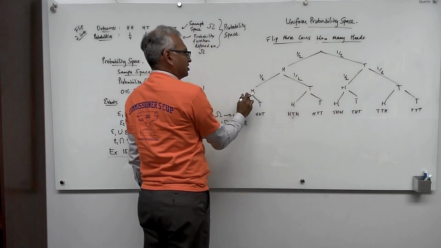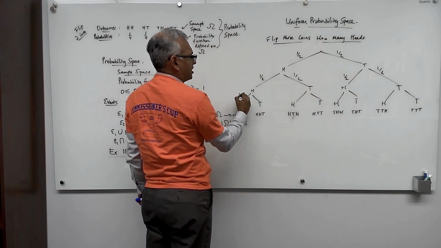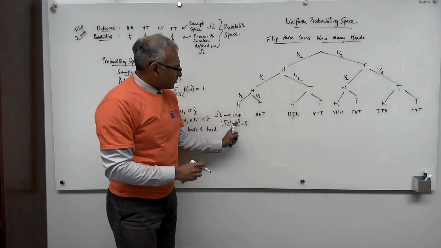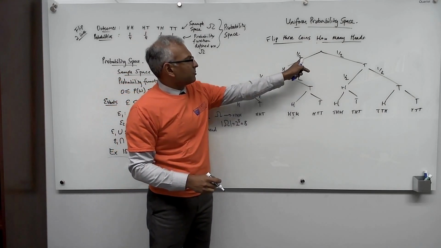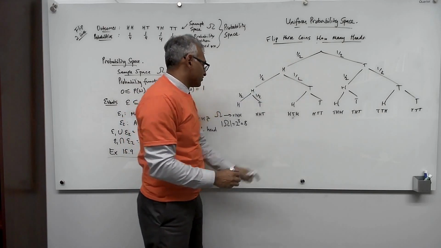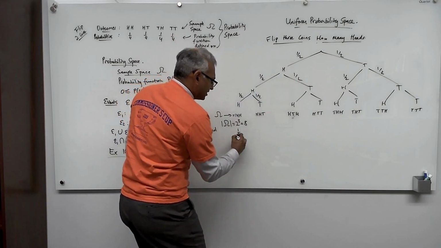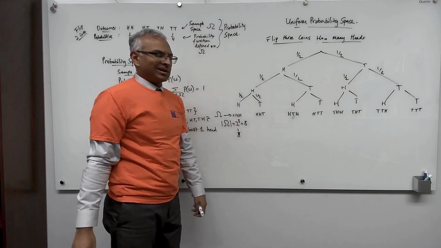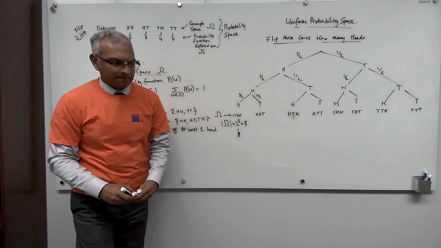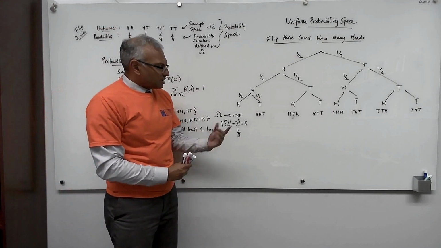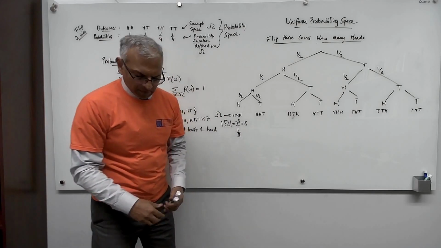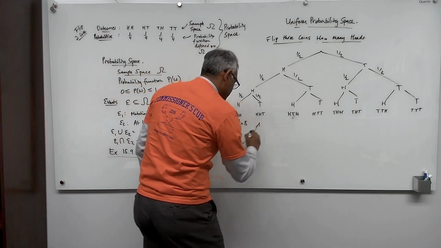Okay, and when you get to the third toss, half the time heads, half the time tails. And you see all these are going to be 1/2. So now when we compute the probability, for example, of HHH, we multiply 1/2 of the time, of 1/2 of the time, of 1/2 of the time. So we get 1/8. And you'll see very quickly that it's going to be 1/8 for all of these. So it's a uniform probability space. And no surprise, the probabilities are all 1 over the size of the sample space.